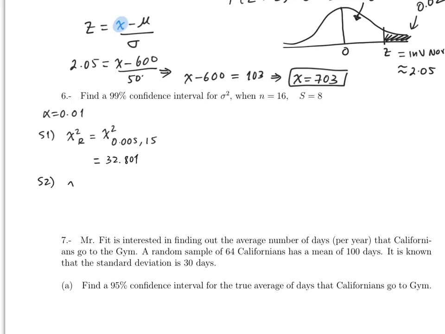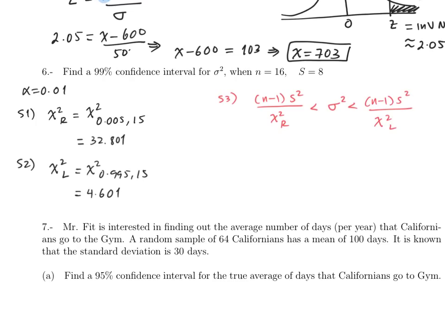Step 2, you need to find out how much is chi-square left. This is chi-square of 0.995. Same number of degrees of freedom, and this happens to be 4.601. All we have to do after this is plug everything into the formula. Now we have all the information.